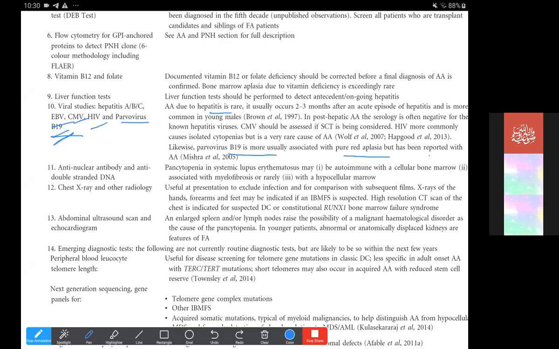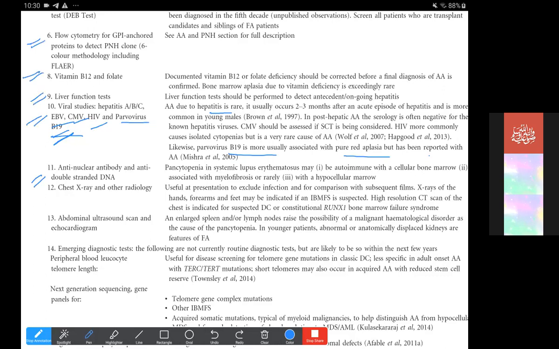Anti-nuclear antibody and anti-double-stranded DNA are tested in pancytopenia and SLE. This is to rule out any autoimmune causes.